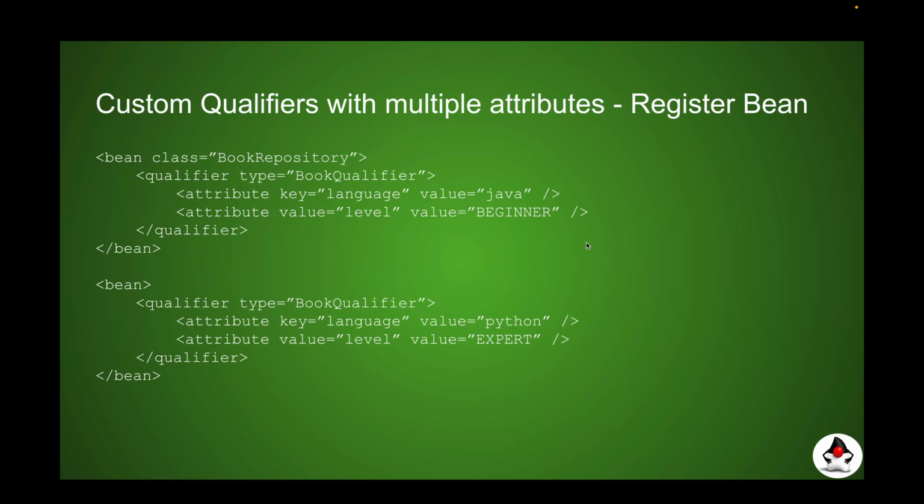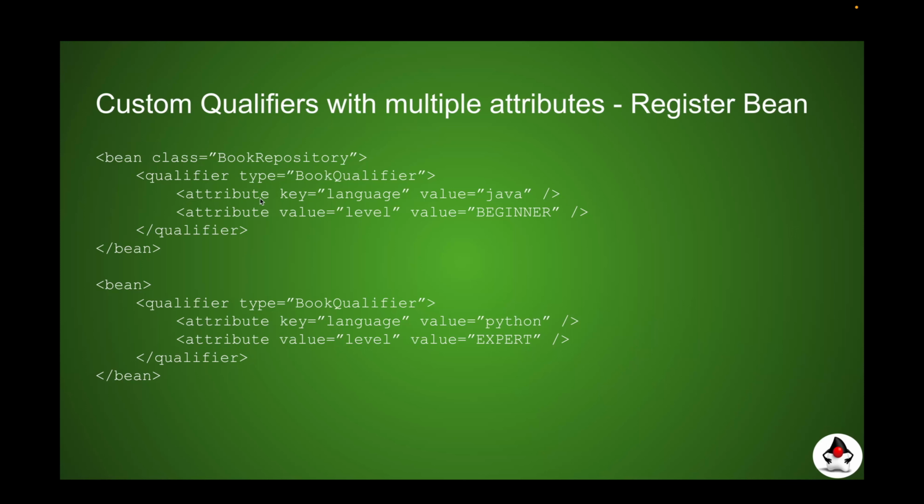And how to register a bean with that qualifier? Inside a bean we have a qualifier tag, then we specify the type, and now we don't use value for the qualifier tag. Inside the qualifier tag we have another tag, which is attribute. Since we need to define multiple attributes for the qualifier, each attribute tag has two attributes: one is key, another is value. Key is the variable name, and value is the value. So here there are two attributes, level and language.